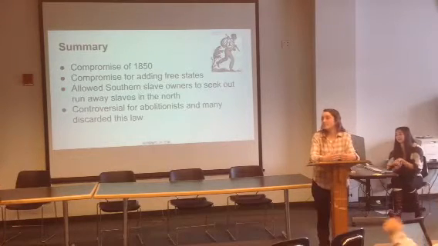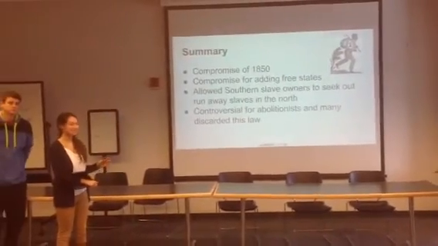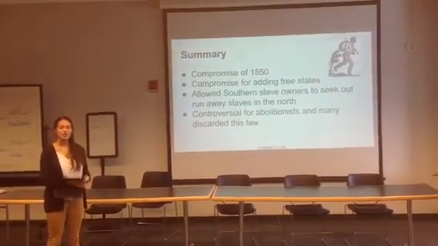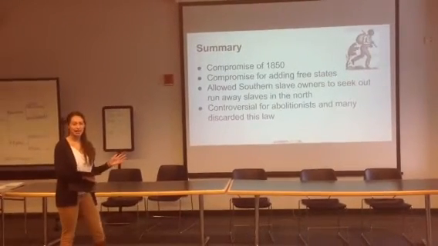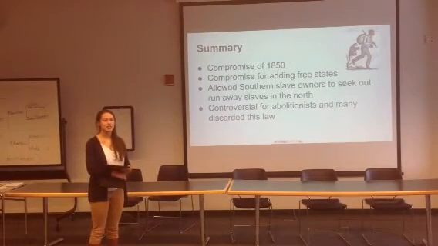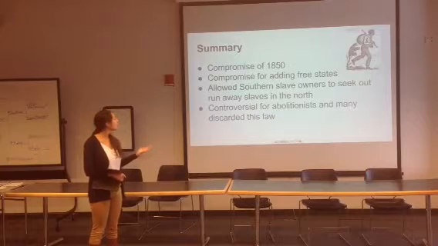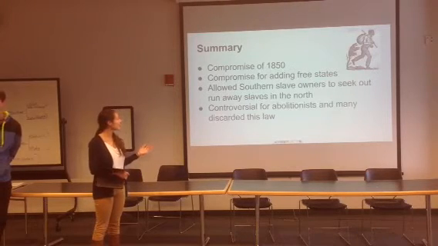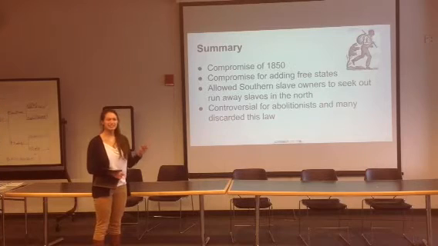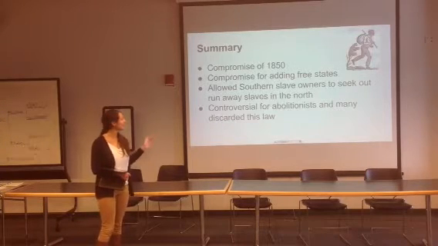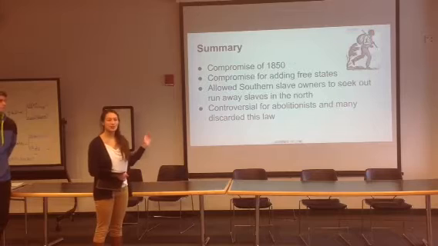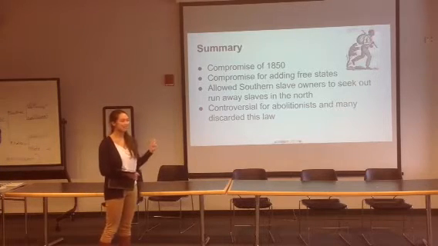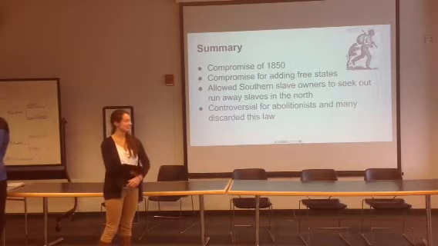So as a summary, the Compromise of 1850 was where the Fugitive Slave Law originated, and it was a compromise for adding California into the Union as a free state. So they created the Fugitive Slave Law. It was compromised by Senators Stephen Douglas and Henry Clay, and it allowed for Southern slave owners to come up to the North and seek out runaway slaves in the North, and to try and kidnap them and bring them back to their plantations.